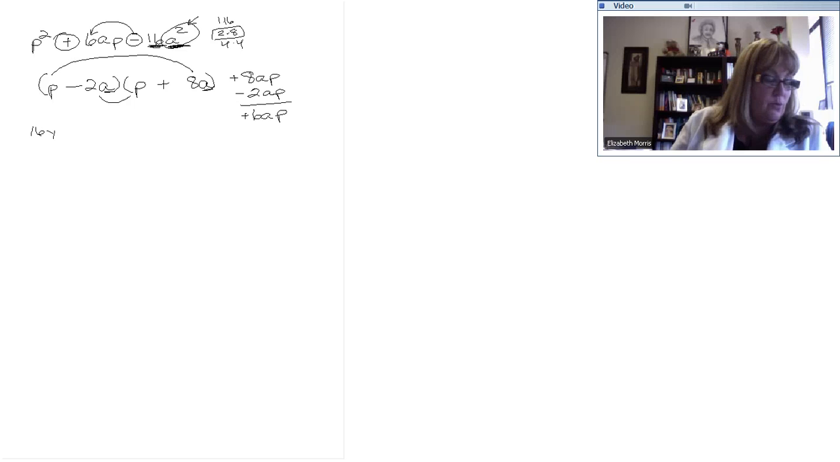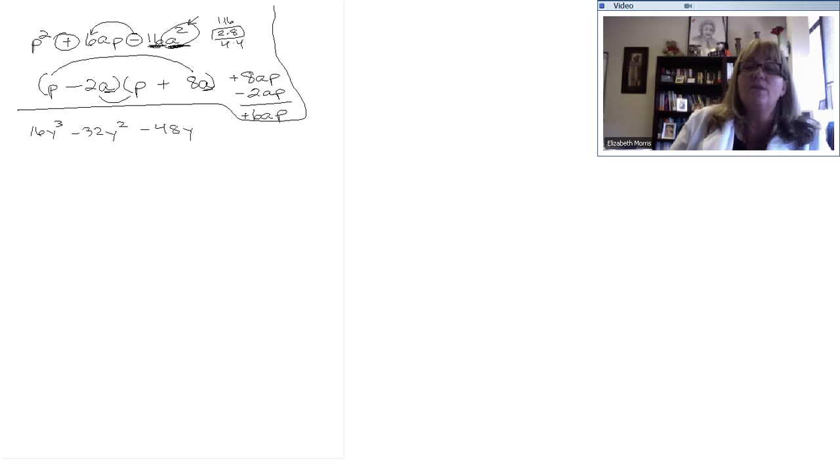16y cubed minus 32y squared minus 48y. 3 pieces. What's the first rule of factoring? What can I take out? Look at 16, 32, and 48. You actually can take a 16. You can divide by 16 each piece.